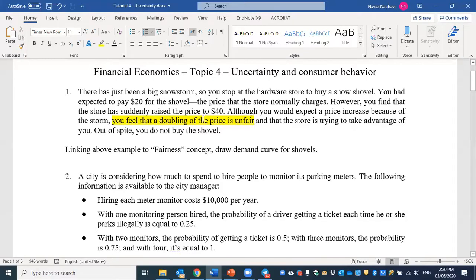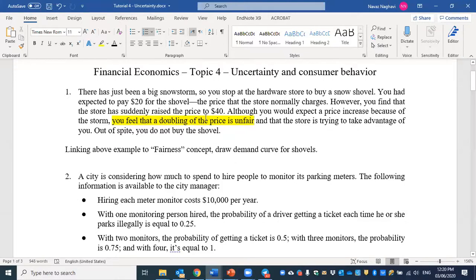So how is our reaction? Our reaction actually is the way that we demand that product. So that's why our reaction is affecting the demand. Okay. So now, are you able to tell me how our reaction is affecting the demand?